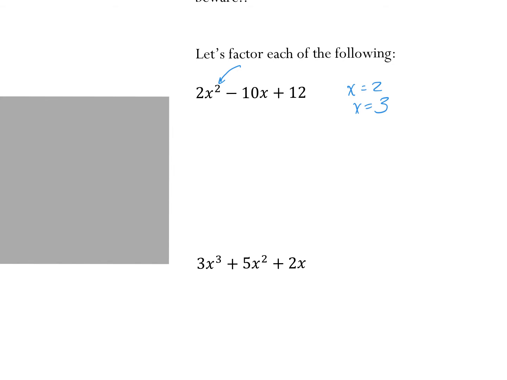Are we still okay? What are my factors if x equals 2 and x equals 3? What factor goes with x equals 2? Here's a hint. Factors look like this. What is it? X minus 2. What factor goes with x equals 3? X minus 3.